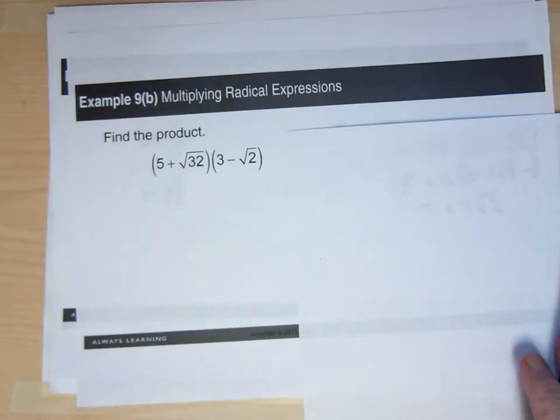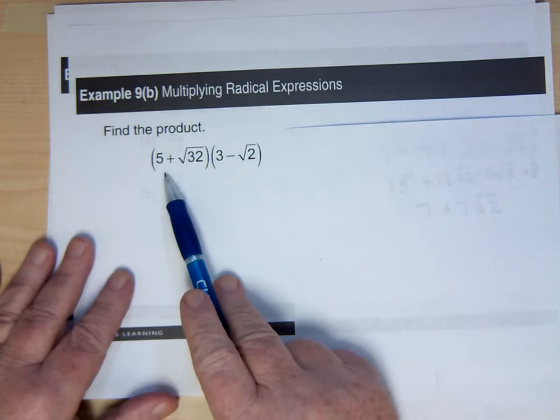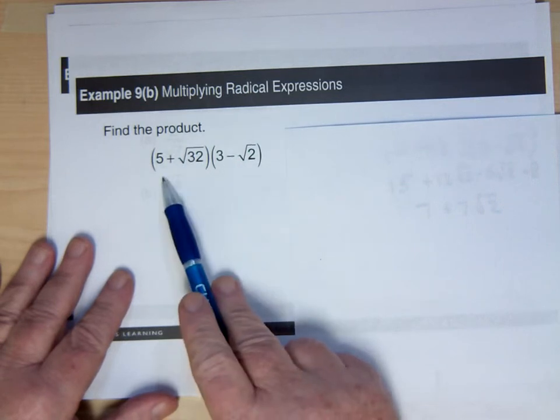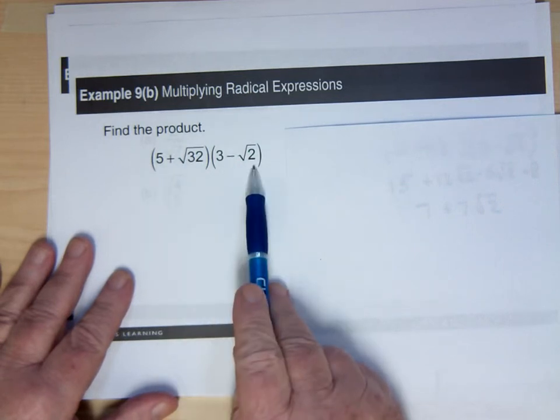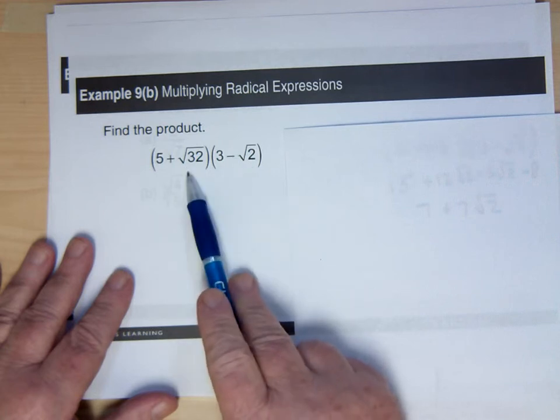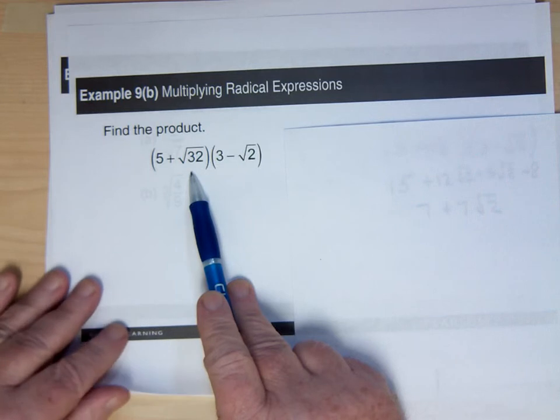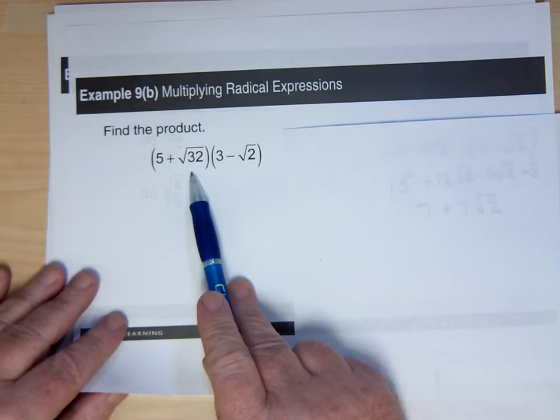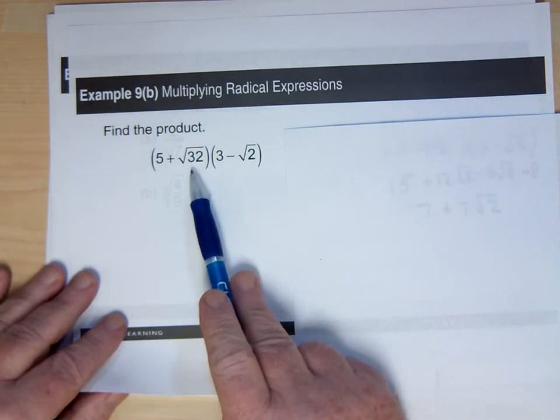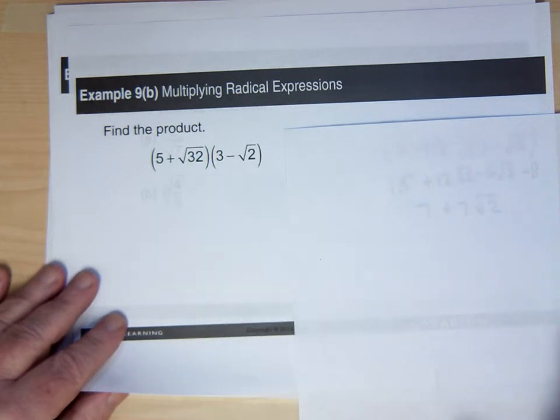Here we're going to just be multiplying. This times this is going to be 15. This times this is going to be minus 5 square root of 2. This times this is going to be 3 times the square root of 32. One should note that the square root of 32 does have a perfect square in there. That's 16. So that is 4 times the square root of 2. And this times this is going to be the square root of 64.